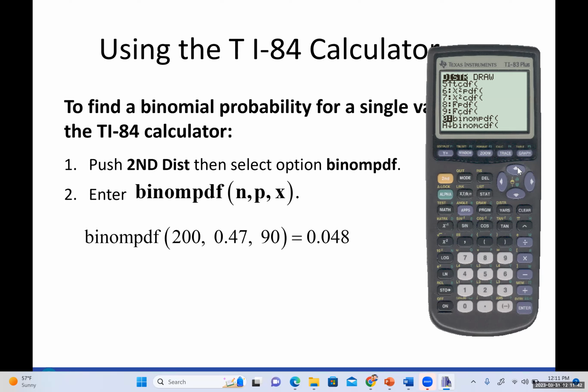Okay. So enter that. Put in 200, 0.47, and then 90. Close that. So we have N, P, and X. Right? N, comma, P, and comma, X. Enter that. You have the exact number that you did in StatCrunch. Okay. The TI-84 is for a case where you don't have internet, and you can use this method to handle it, right?